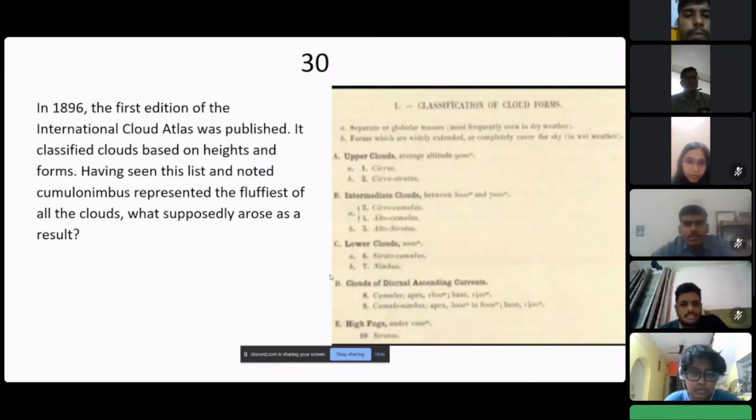In 1896, the first edition of the International Cloud Atlas was published. It classified clouds based on height and form. Having seen this list and noted, sorry, someone has unmuted their mic.